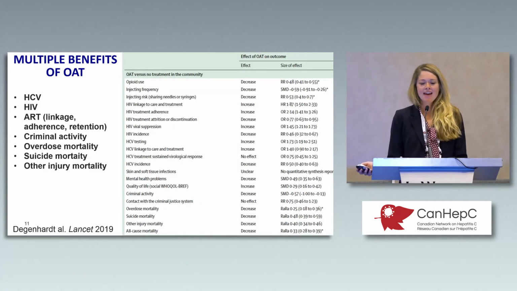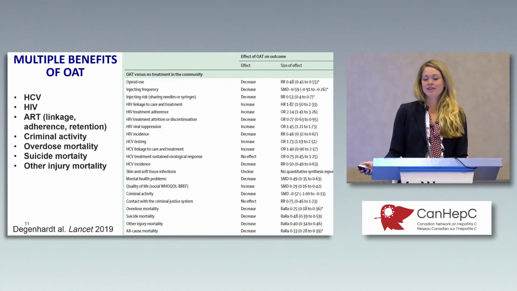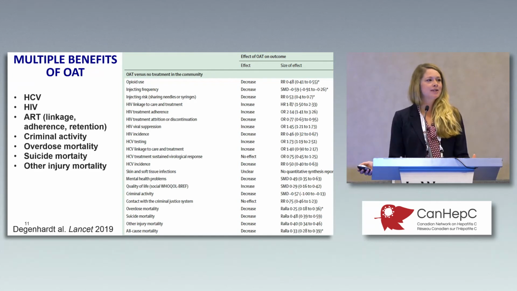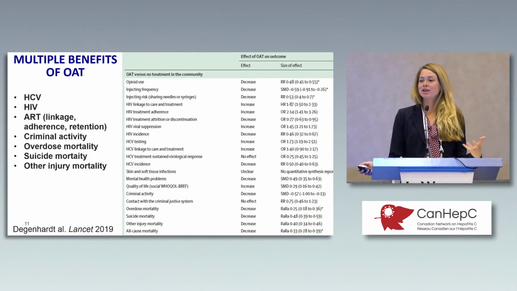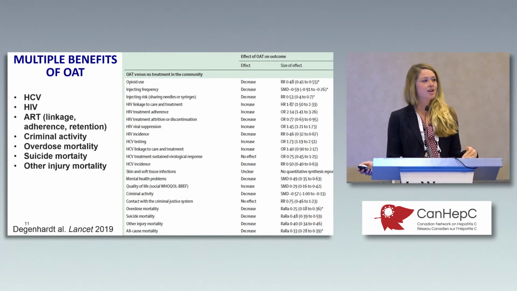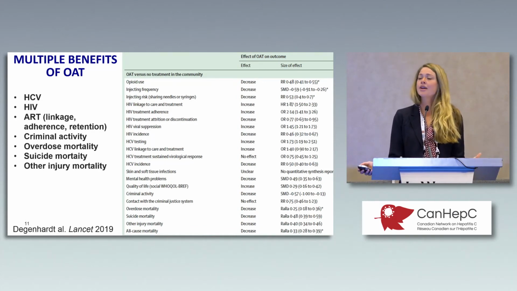to reach elimination. And so Sarah Larney and Louise Degenhardt have followed that great work up with a recent paper in The Lancet, which was looking at the multiple benefits of opiate agonist therapy. And I know you can't read this huge table, but what it's trying to show you is the review-level evidence of OAT on reducing these harms among people who inject drugs. So the review found that OAT reduces hepatitis C, reduces HIV, improves antiretroviral treatment, both uptake and adherence, as well as retention to care, reduces criminal activity, and reduces mortality due to overdose, suicide, as well as other injury.